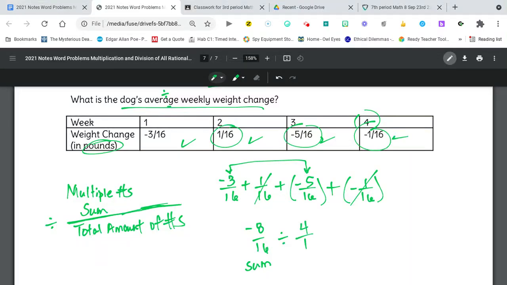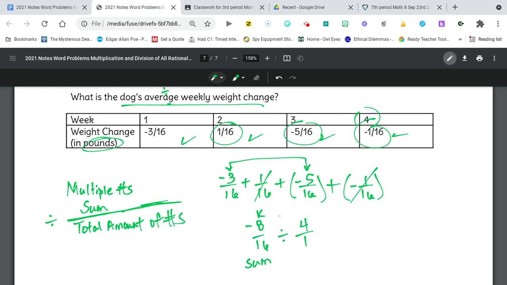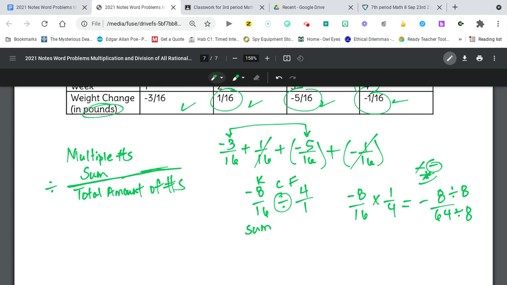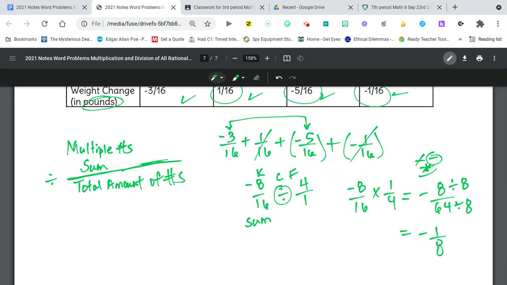But put 4 over 1. Now I can keep, change, and flip. So I'm going to keep the negative 8/16. I'm going to change this to times and flip that. So, a negative 8 times a positive 1/4 leaves me with a negative 8 over 64. I can divide both of these by 8 to put them in simplest form. So I know the average weight loss is 1/8 of a pound.